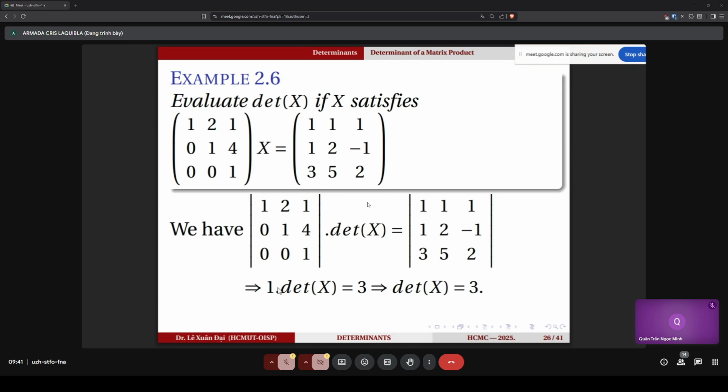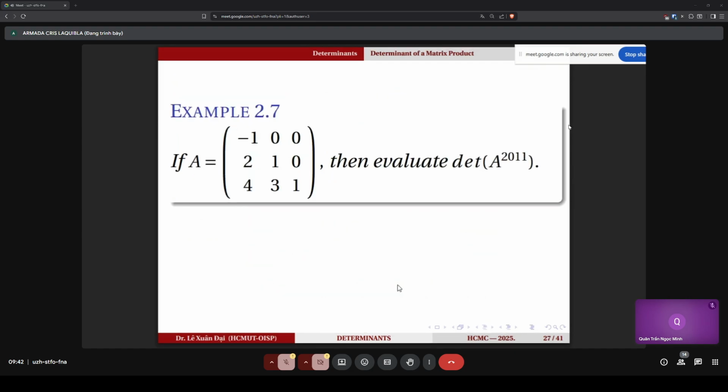Now, if the answer here, class, is 2, for example, you have to divide the 2 to the other side. It becomes 3 over 2. Okay? Because the number here is only 1. So 1 times determinant of x becomes determinant of x. Okay? And that's it. Next.